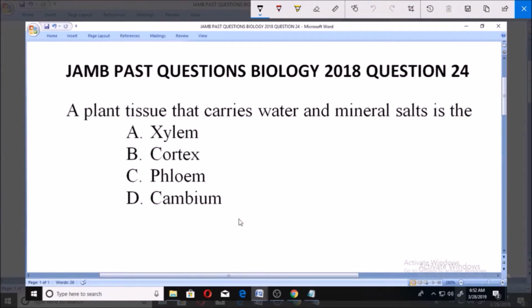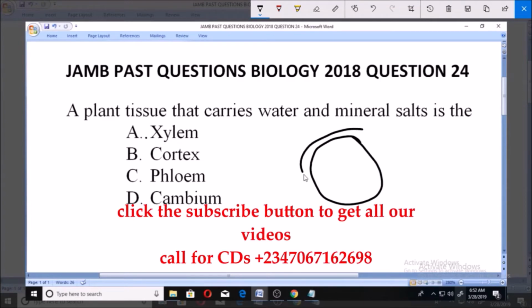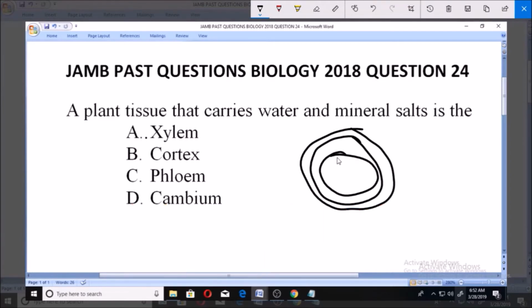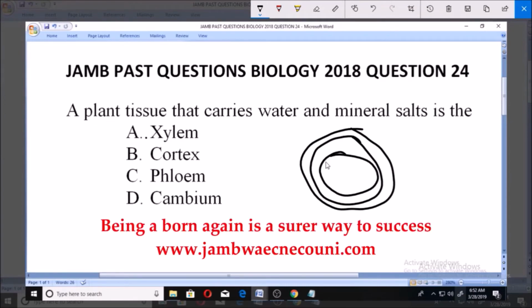Now, for us to put this into perspective, we need to understand that in the vascular system of plants, if you check out the support system, we have these tissues arranged in rings of this nature. Now, the very tissue that is responsible for carrying all these is the tissue known as xylem. Because why?